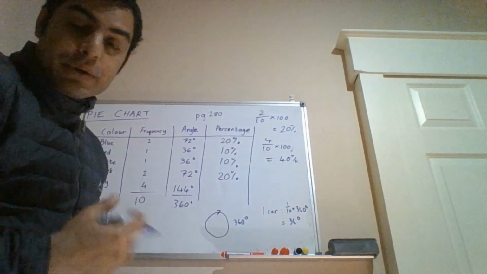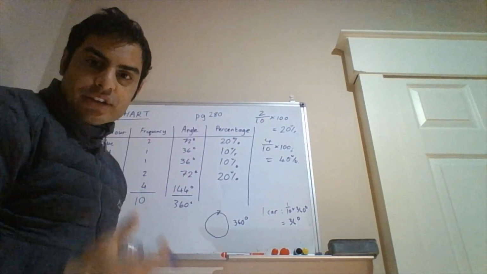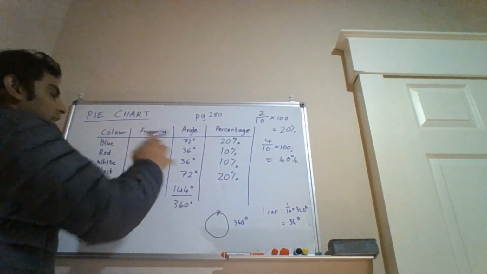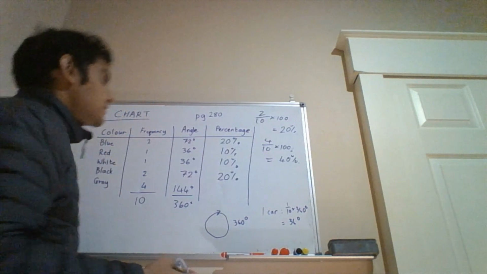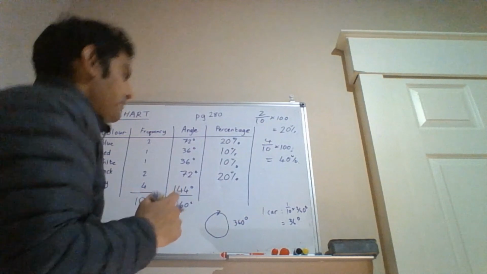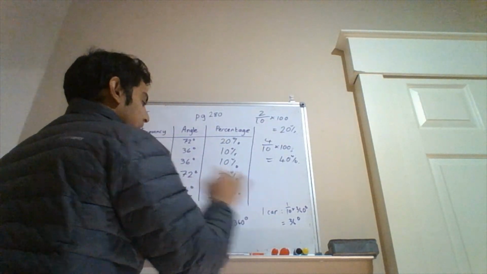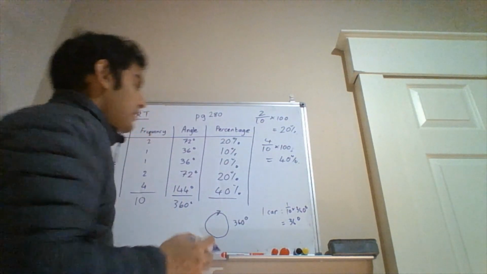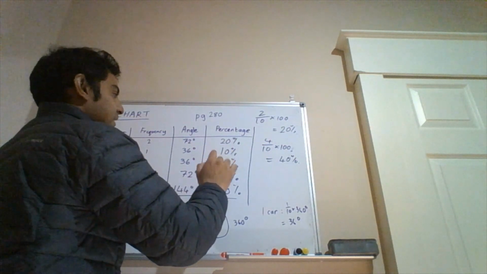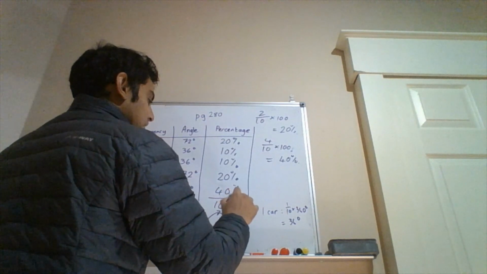Okay, remember when we're finding fractions, we find the proportion and just multiply it by 100. So the proportion is a fraction of the total, so that's why it's 4 out of 10, 2 out of 10, 1 out of 10. Okay, so the last one was 40%, and once again we can just double check and make sure the percentages add up to 100. So we've got 20 plus 10 is 30, plus 10 is 40, plus 20 is 60, plus 40 gives us 100%.